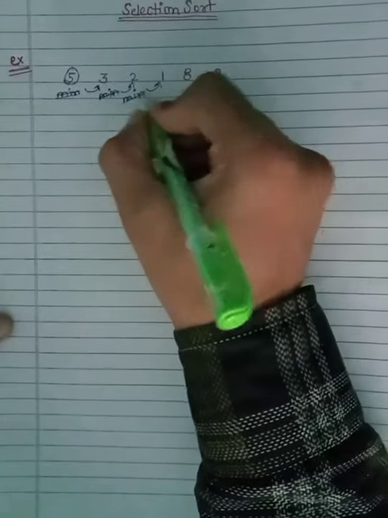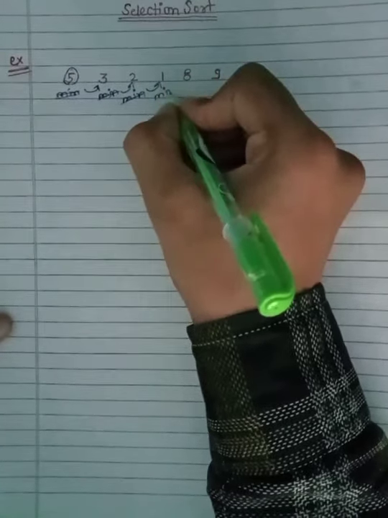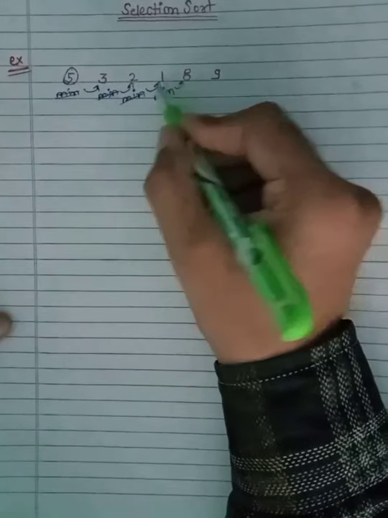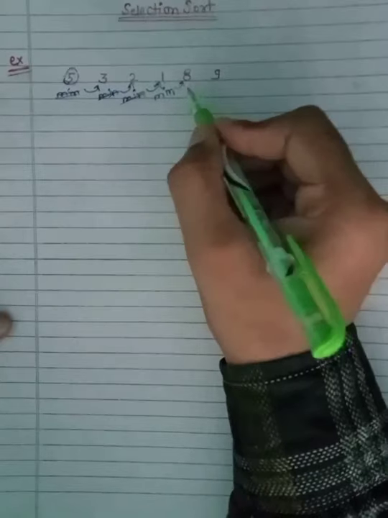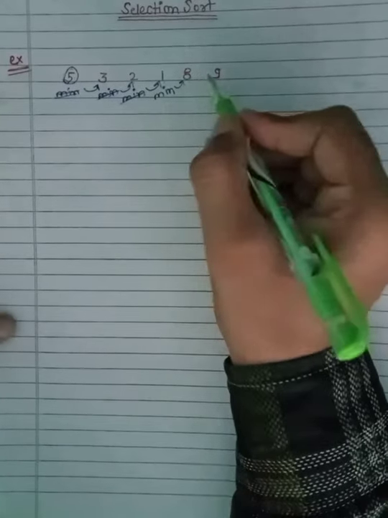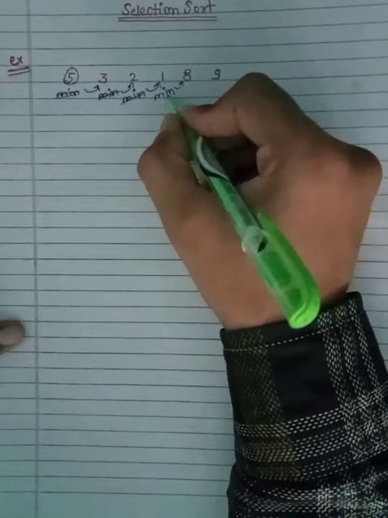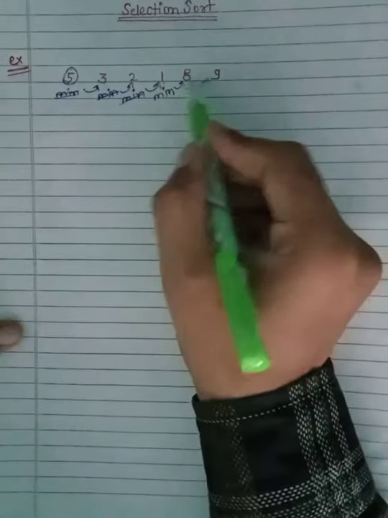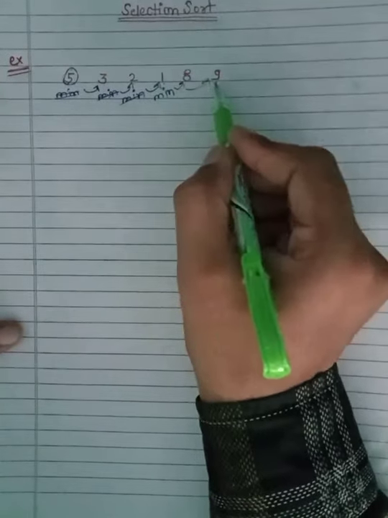Yes, so now 1 will be assigned to the minimum variable. Now let's compare with the next one. Is 8 less than 1? No, so the values will not be swapped, it will stay as it is. Now minimum will be compared with 9, and 9 is also not less than 1, so the values of 1 and 9 will not be swapped.